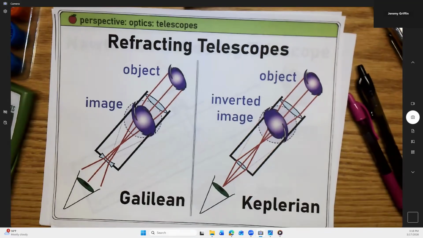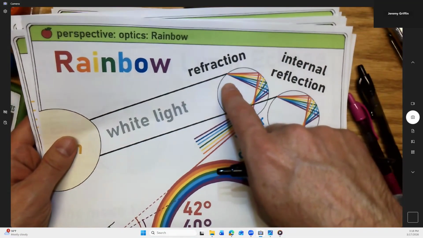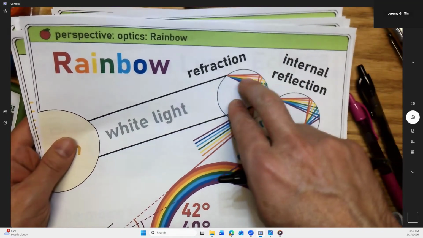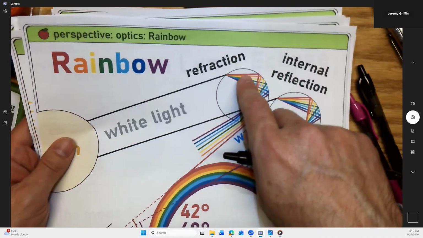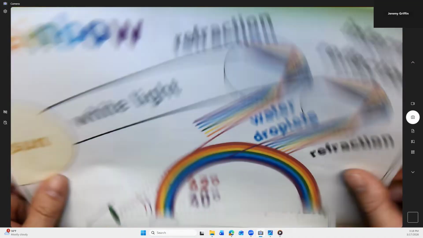Now to go back to the rainbow, because there's something I've got to talk about here too. Remember how every time there's a refraction, every wavelength of light refracts a little bit differently. The red doesn't refract as much as the violet does, and every color in the middle is a little bit different. So the colors actually spread out.